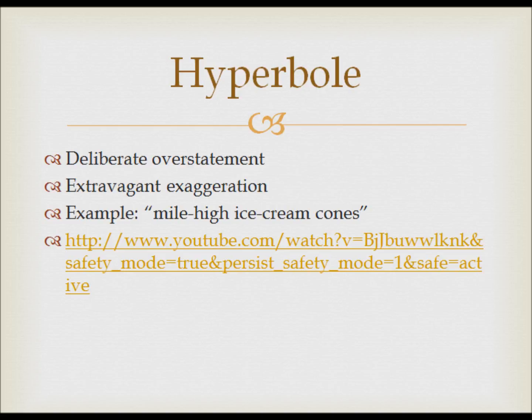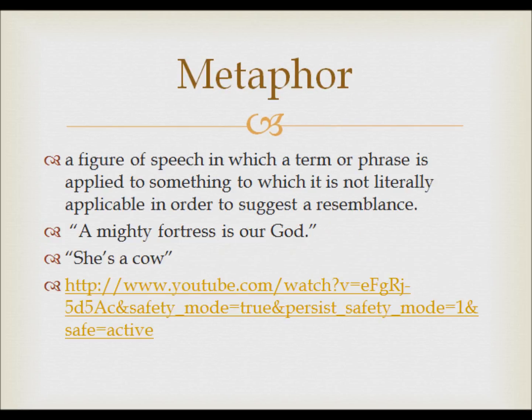Hyperbole is a deliberate overstatement, extravagant exaggeration. An example of hyperbole is mile-high ice cream cones. And you can see an example on the following YouTube link. Metaphor, a figure of speech in which a term or phrase is applied to something to which it is not literally applicable in order to suggest a resemblance. An example, a mighty fortress is our God. See the following YouTube link for examples.